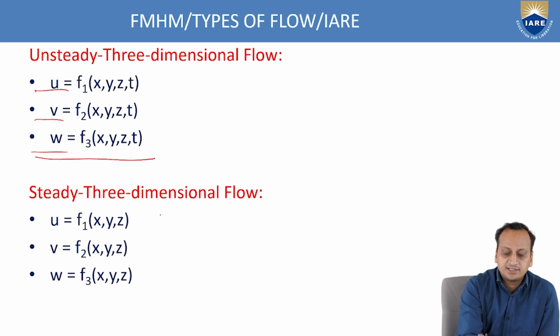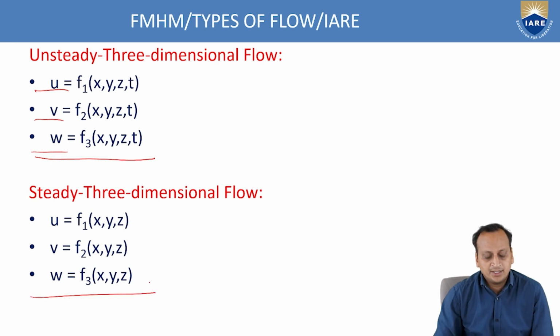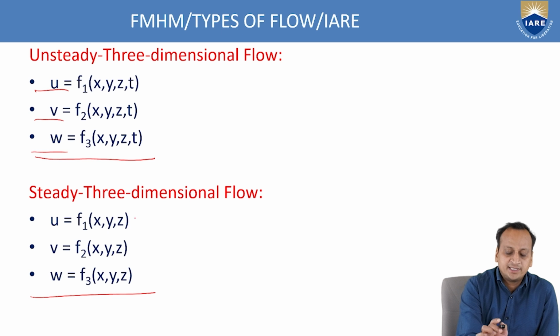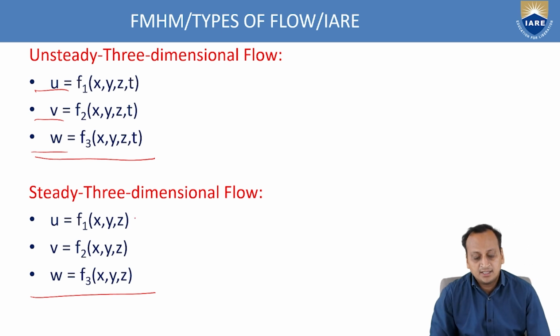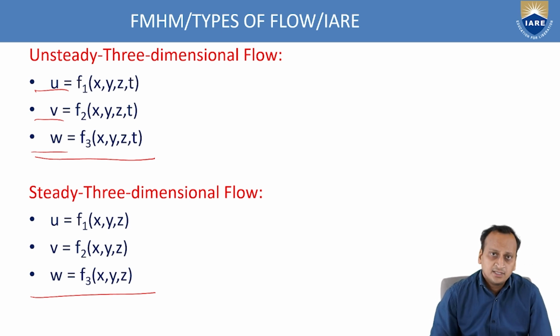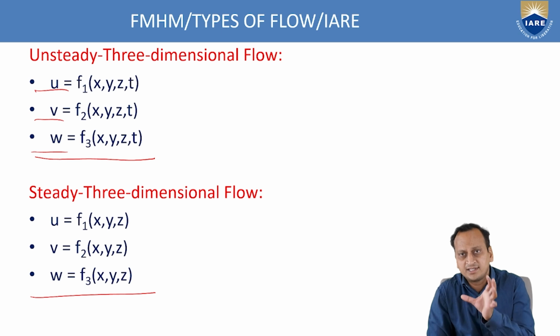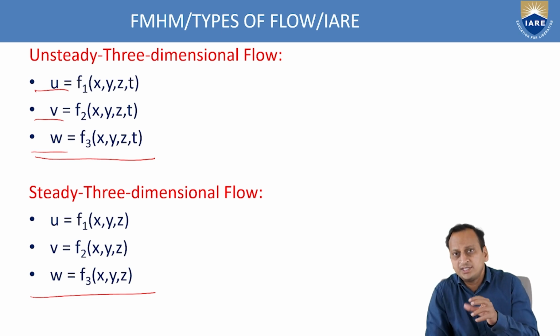In case of steady three-dimensional flow, with respect to time, it becomes a constant. Therefore, u is f1 of x, y, z. We should not add t because it's a steady three-dimensional flow. So, with respect to the time, the fluid characteristics will remain the same about three directions in space.